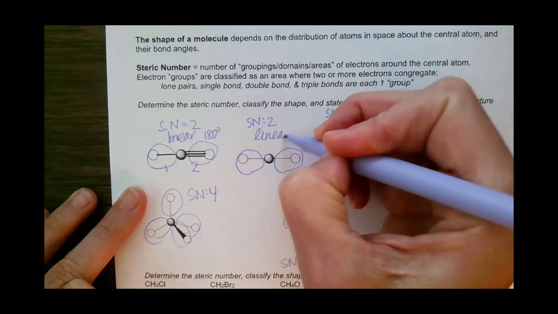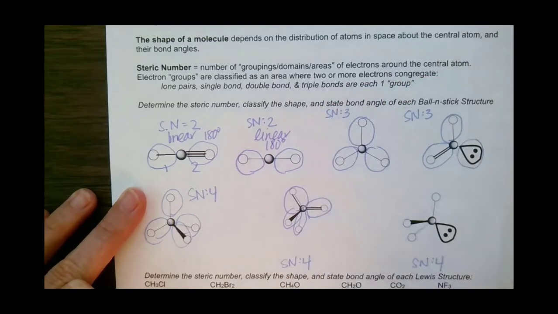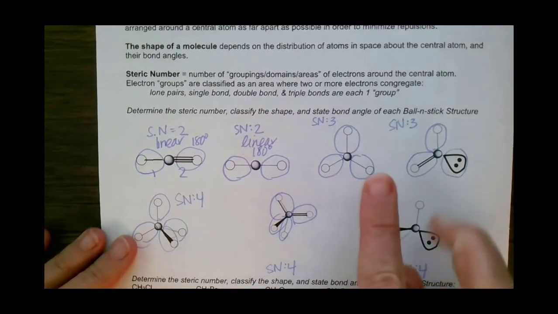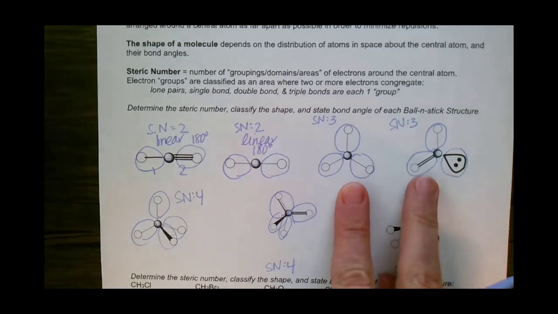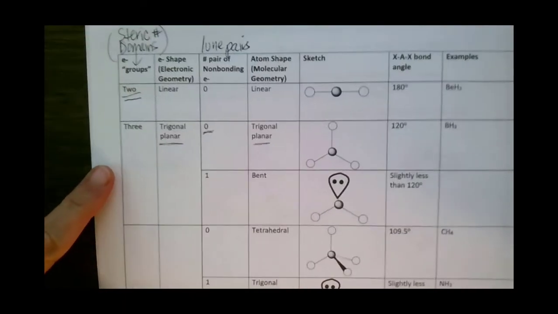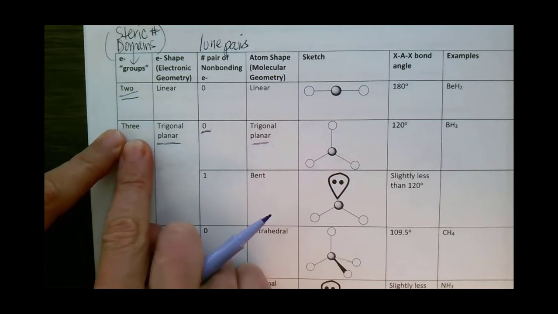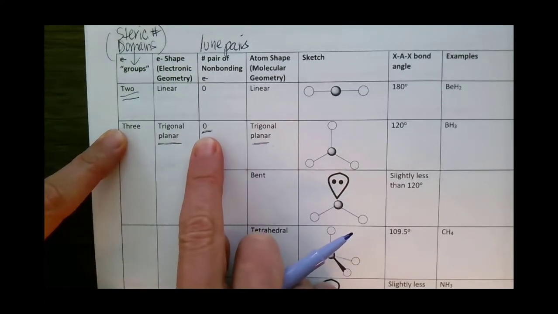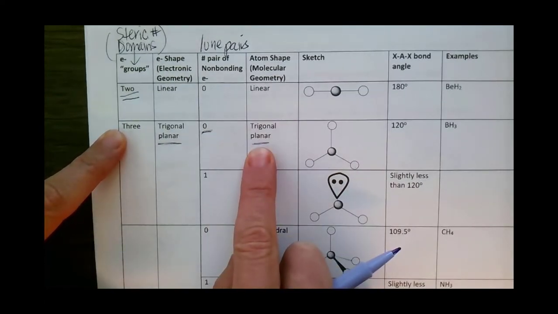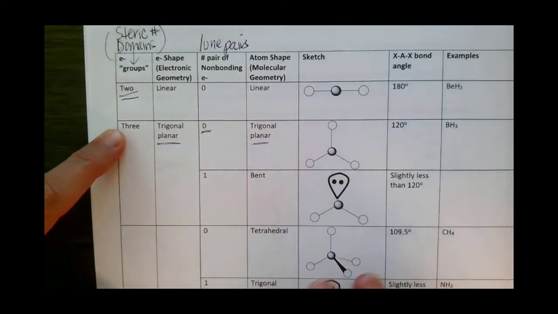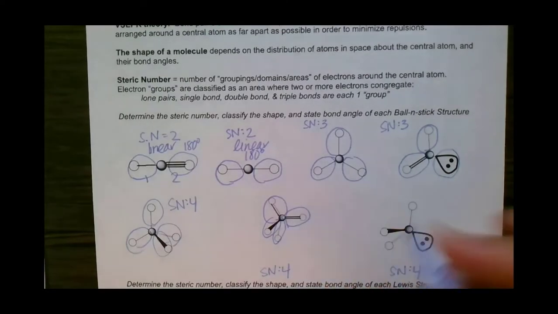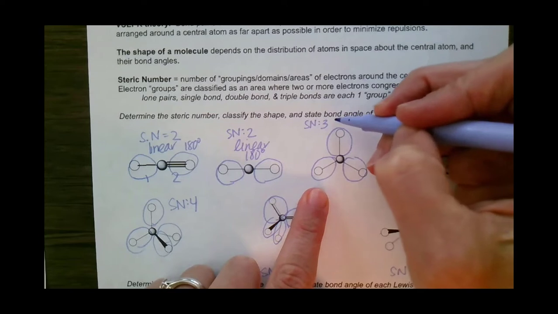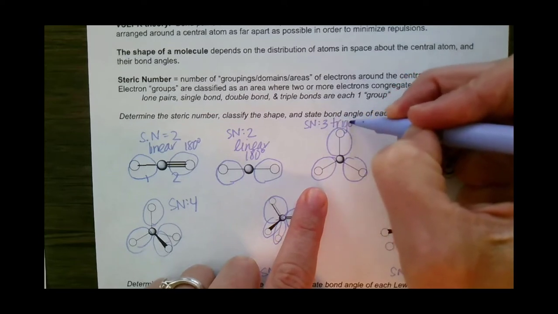Now, we've got 2 with a steric number of 3. So let's look at our chart here. Steric number of 3. If there are no lone pairs, it's going to be trigonal planar and 120 degrees. So this guy was no lone pairs. So this is trigonal planar.